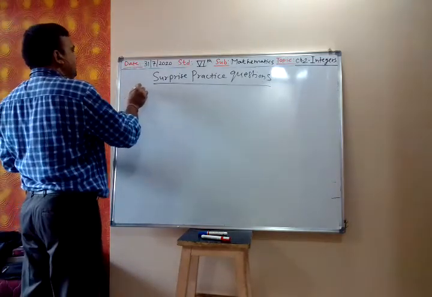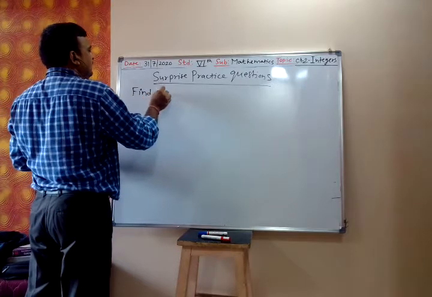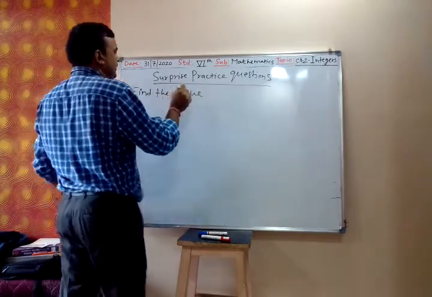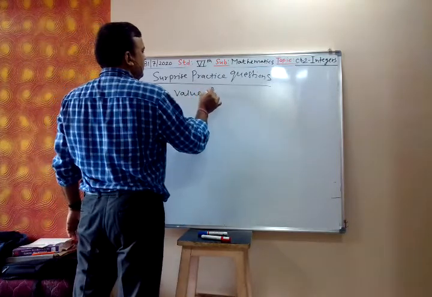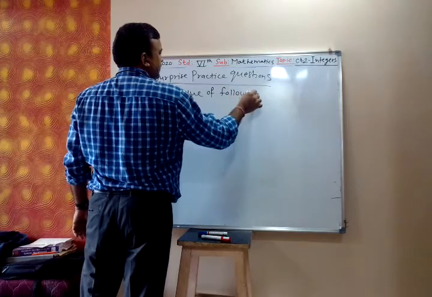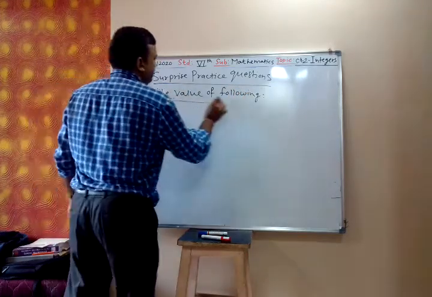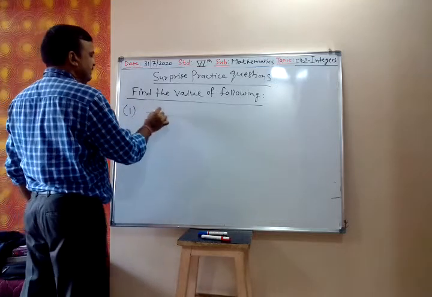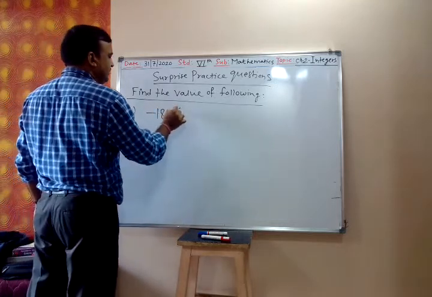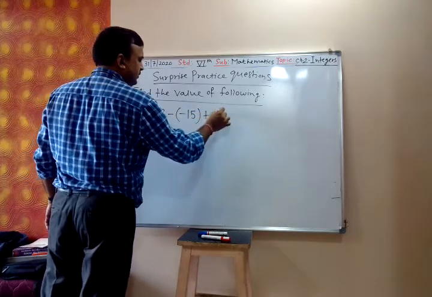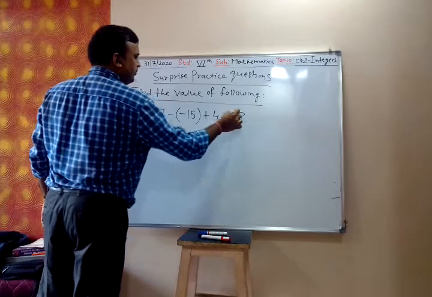Find the value. Write down. Monday, no information, Monday will be working. The class teacher will tell you whether it is a holiday or not. Find the value of the following. First: minus 18 minus 15 plus 42 minus 8.